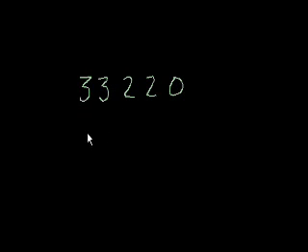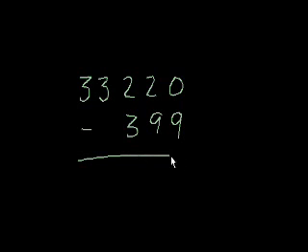33,220 minus 399. So just like we did with, I believe that we also did borrowing in the level 3 subtraction, we have to go through all of the digits in the top number, starting with the top right digit, and make sure that they are larger than the digit below it, because you can only subtract a smaller number from a larger number.